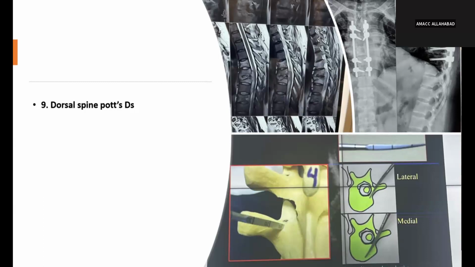We operated this case from behind, laminectomy, and fixation 2 levels up and 2 levels below. In the dorsal spine, if we are fixing below the D6 level, it is fine. We can use C-arm and put the screws very well. But above the D6 level, the pedicles are very small and very thin, and the canal diameter is also very little. So there is no scope for any mistake, because if you deviate a little from your surgical trajectory, it will result in paralysis.